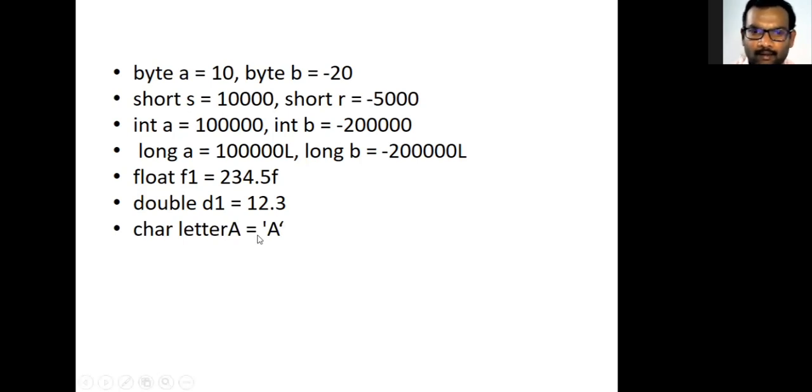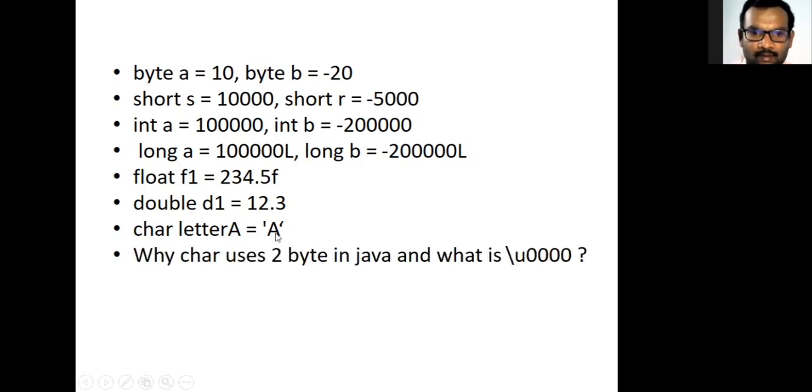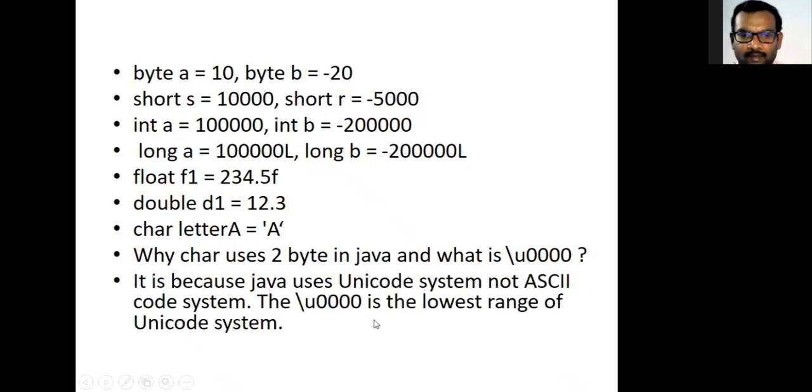Character data type is used to store a single character. Single characters are specified with single quotes. Here, previously, the default value for the char data type is this one. The meaning of this is Java supports the Unicode system, which supports multiple international languages. This indicates the lowest value in the Unicode system.